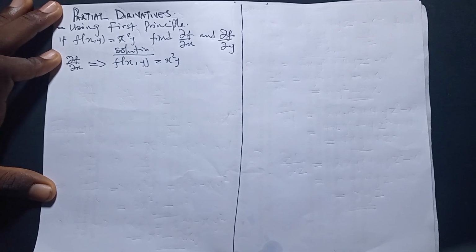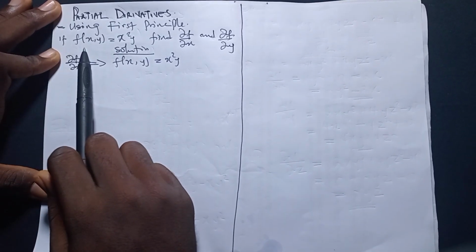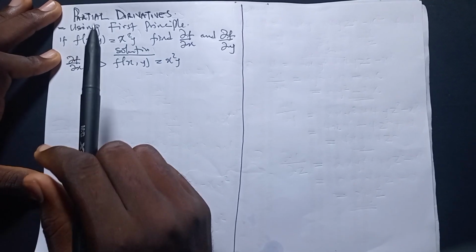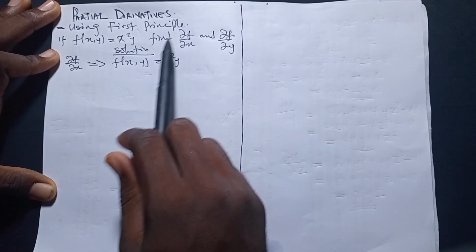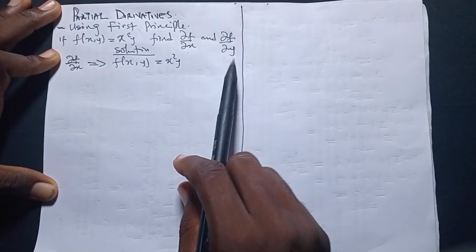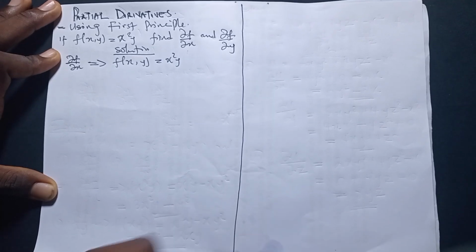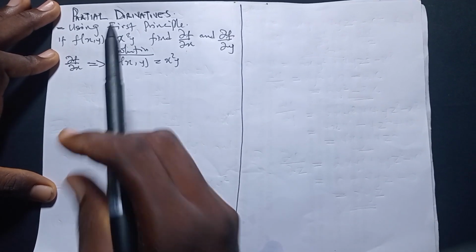So today we'll be looking at partial derivatives, but using first principle to solve them. The first question says: if f of x, y is equal to x squared y, now find ∂f/∂x and ∂f/∂y. If you use the normal formula method, this is just easy. You just use the normal formula method.